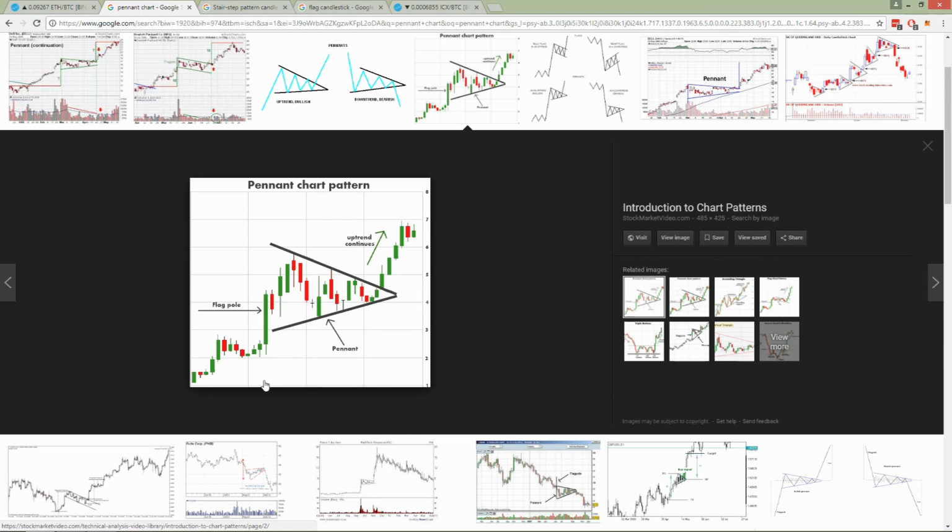You have here a flagpole, and then it rises up, comes down here, consolidates, drops off, and usually during this pattern volume will drop off as well and then get picked back up here. So if you see this kind of a pattern, it's a good indication that this run is going to continue.